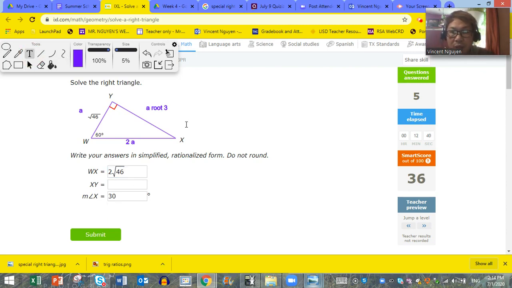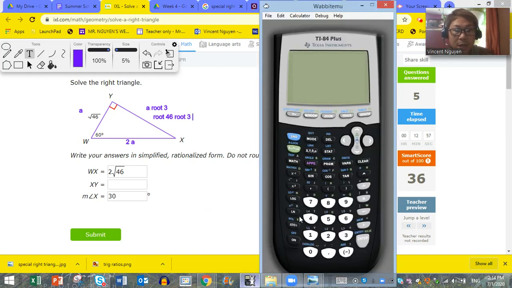Now let's work on the long leg. The long leg is A root 3, right? Well, I know what A is. A is root 46. And now I multiply by root 3 again. So what's 46 times 3? You've got a calculator. Do 46 times 3. 138. So the square root of 138, I'm not sure if that's simplifiable.